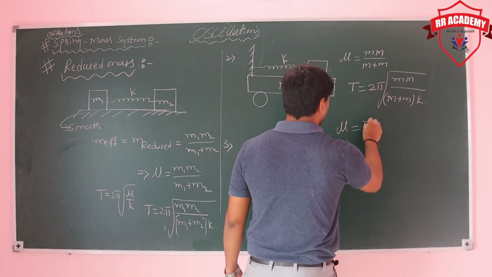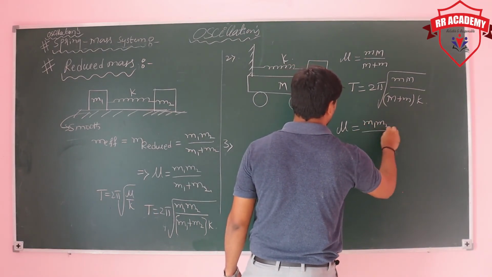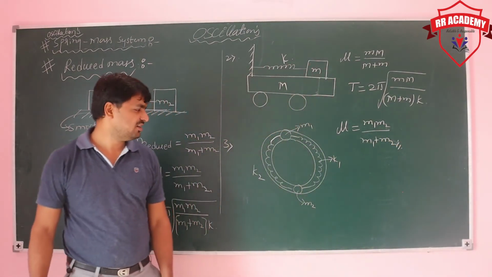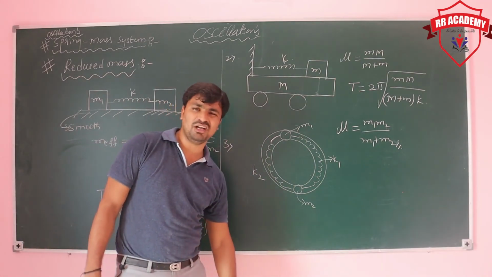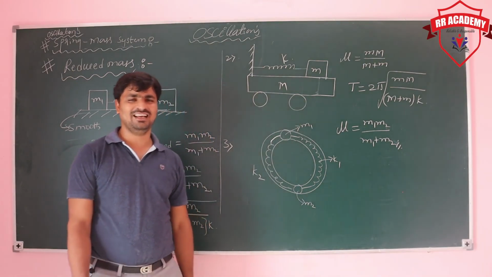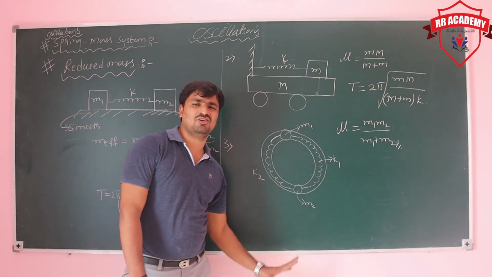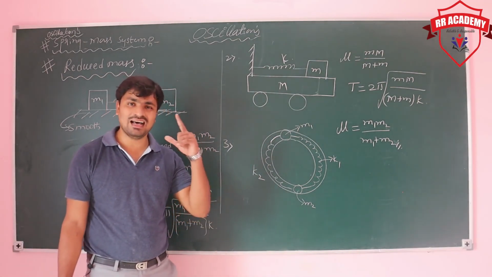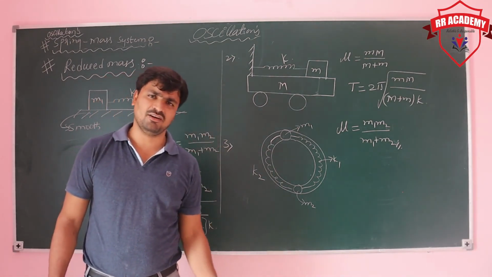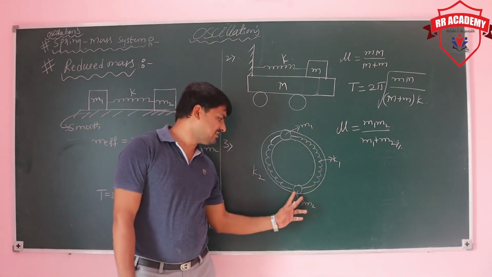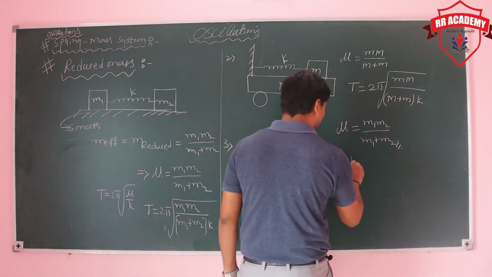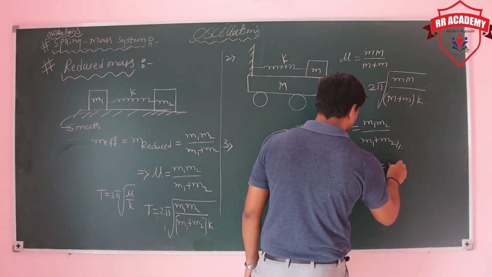Nothing is different here. First take the reduced mass, M1 M2 by M1 plus M2. Then take the effective value of K. Which combination, series or parallel? Look, extension in one spring is equal to compression in the other spring. That's all. Parallel. Both springs are joined to both bodies, so it is a parallel combination only. So the effective value of K is K1 plus K2.